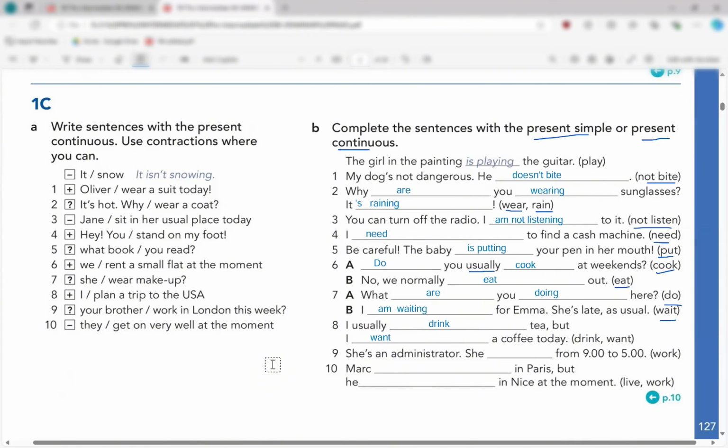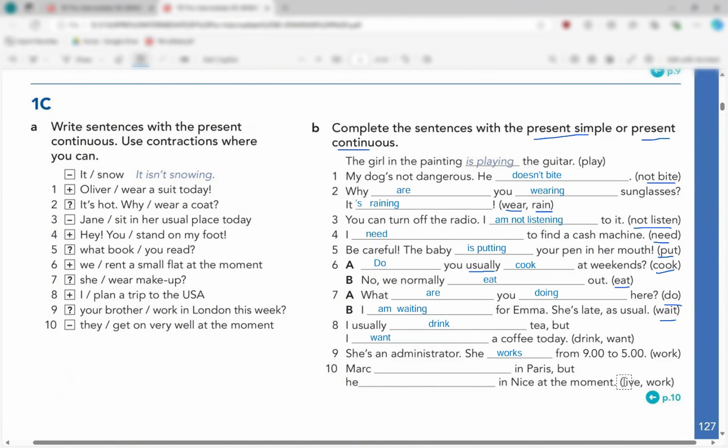Number 9, she is an administrator, right? She works from 9 to 5. I'm talking about a permanent job, permanent activity, not temporary. I'm talking about the general routine. So she works, present simple. I don't say she work, guys. Don't forget that. This is only for present simple, positive, not negative, not question. He, she, it, I must add s or es to the verb. So she works from 9 till 5.